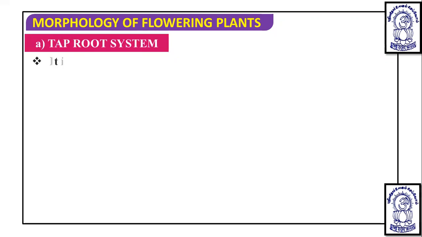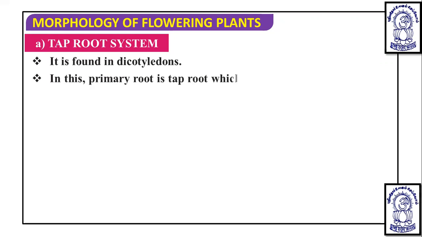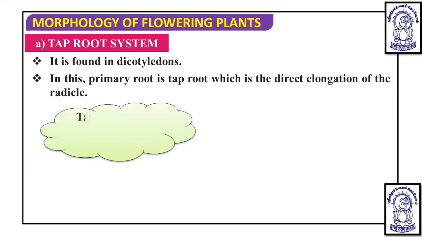When we talk about a taproot system, it is found in dicots. In this, the primary root is the taproot, which is the direct elongation of the radicle. If a primary root is formed by the elongation of the radicle and it is persistent, as it is formed, then it is known as a taproot. And it is the main axis of the taproot system.